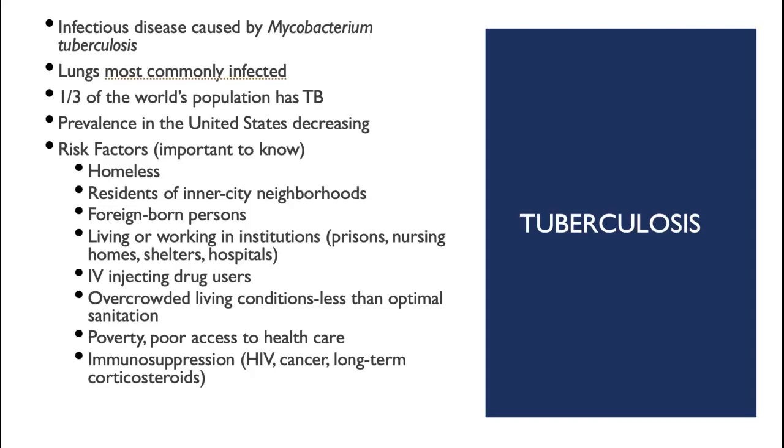Risk factors, and this is one of those things I want you to know, risk factors for getting tuberculosis: homeless, residents of inner city neighborhoods, foreign-born persons, living or working in institutions such as prisons, nursing homes, shelters, and hospitals, IV drug users, overcrowded living conditions, less than optimal sanitation, poverty, poor access to health care, or patients who are immunosuppressed such as HIV, cancer, or long-term corticosteroids.